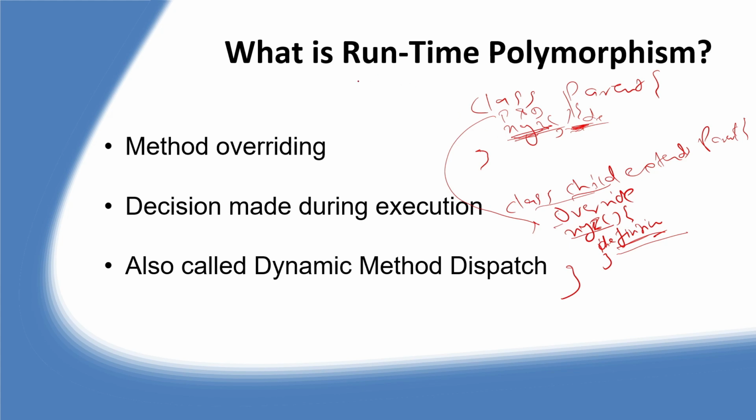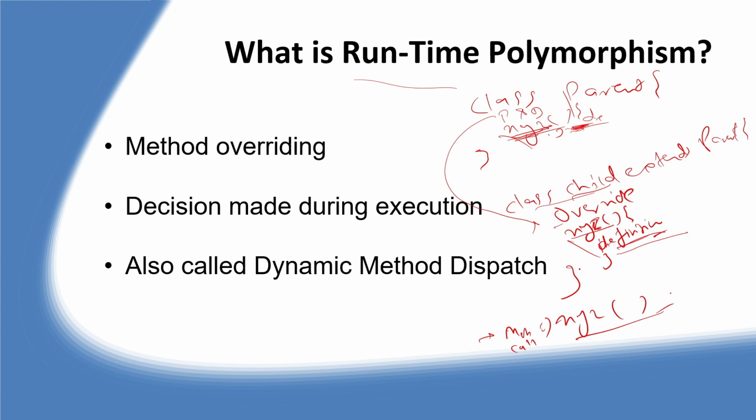What we have learned so far: method binding. Method binding means linking a method call to a method definition. Suppose I am calling method xyz. This is the method call, and these are the method definitions. This is the method definition of the parent, this one is the method definition of the child, and this is the method call. Method binding is linking the method call to the method definition.